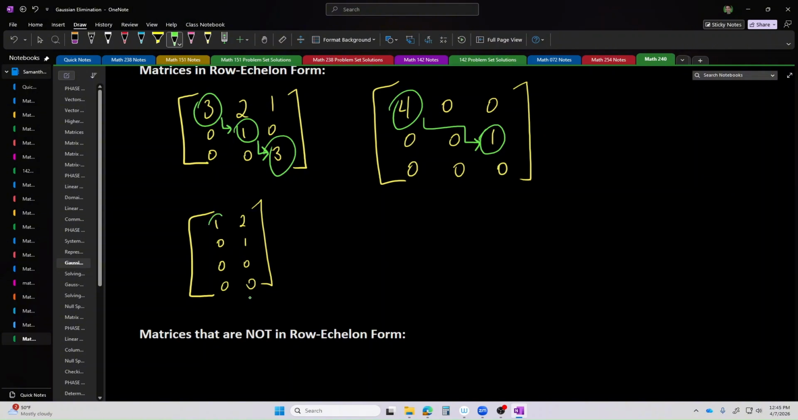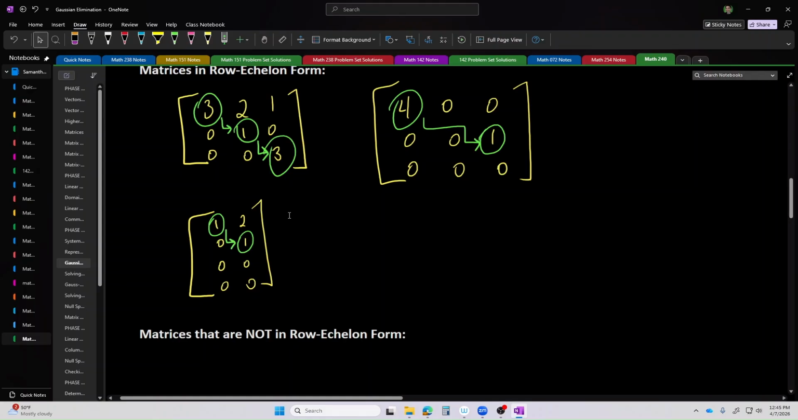The two pivots that are present in this matrix, this one and this one, are ordered so that as we move down into the next row, the pivot is to the right of the pivot that was above it. So this matrix is in row echelon form as well.